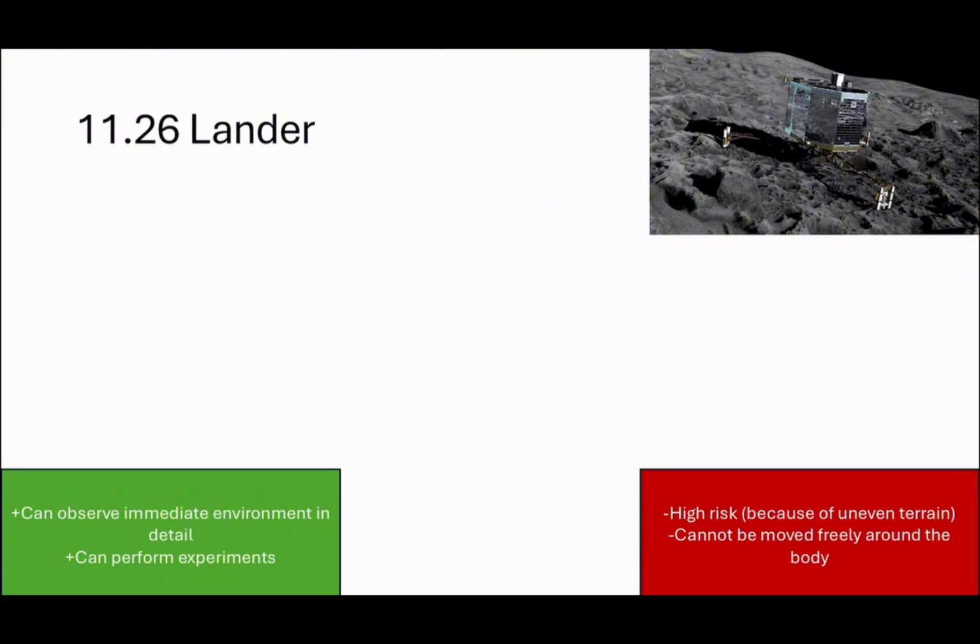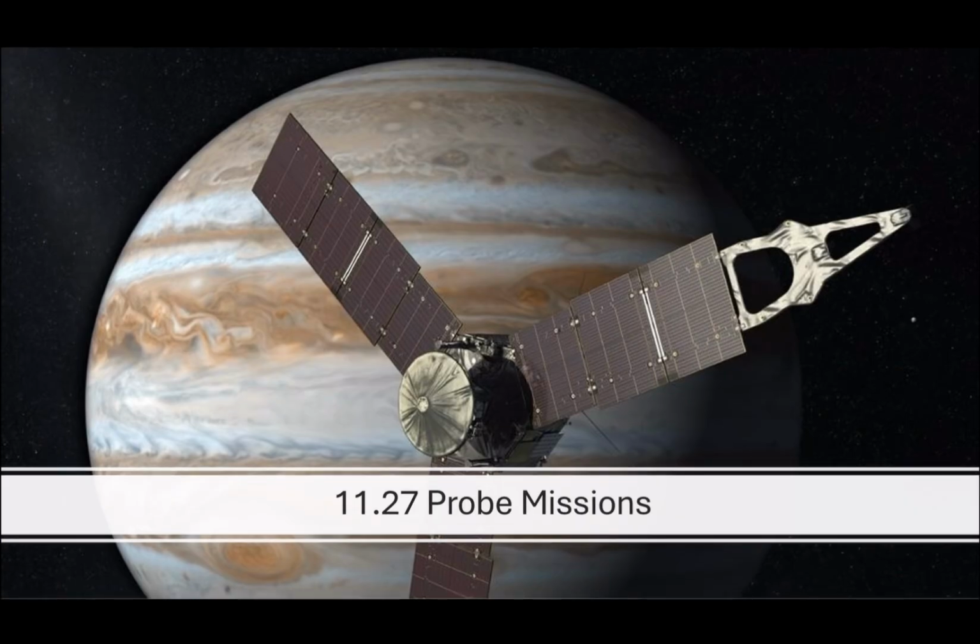And the last probe is the lander, which is the most straightforward one. A lander probe will be put on the surface, and it can only work on the surface, but it can investigate composition and do experiments and things like that. So this is the tricky part.